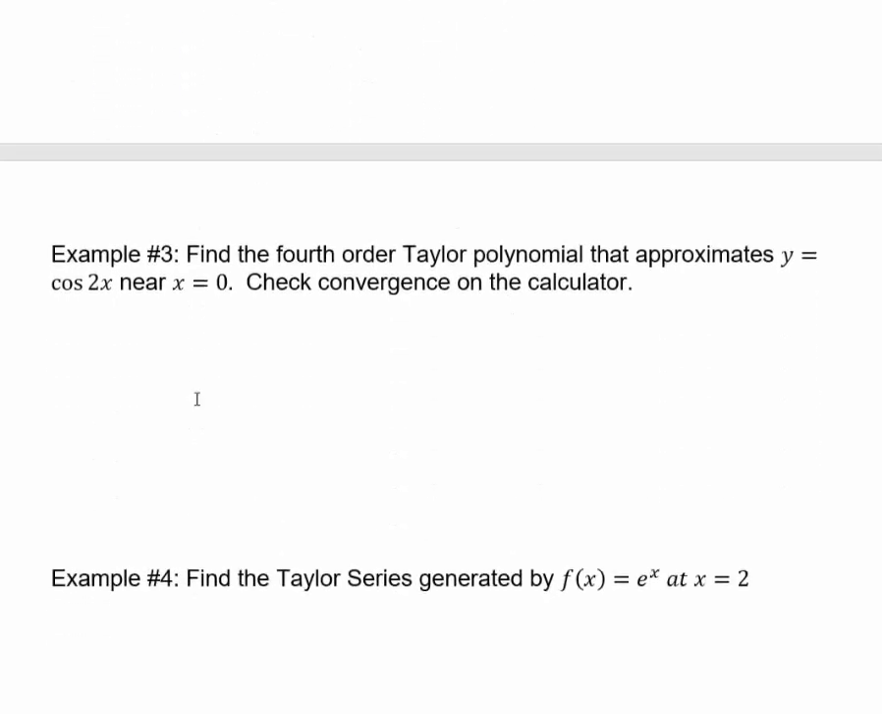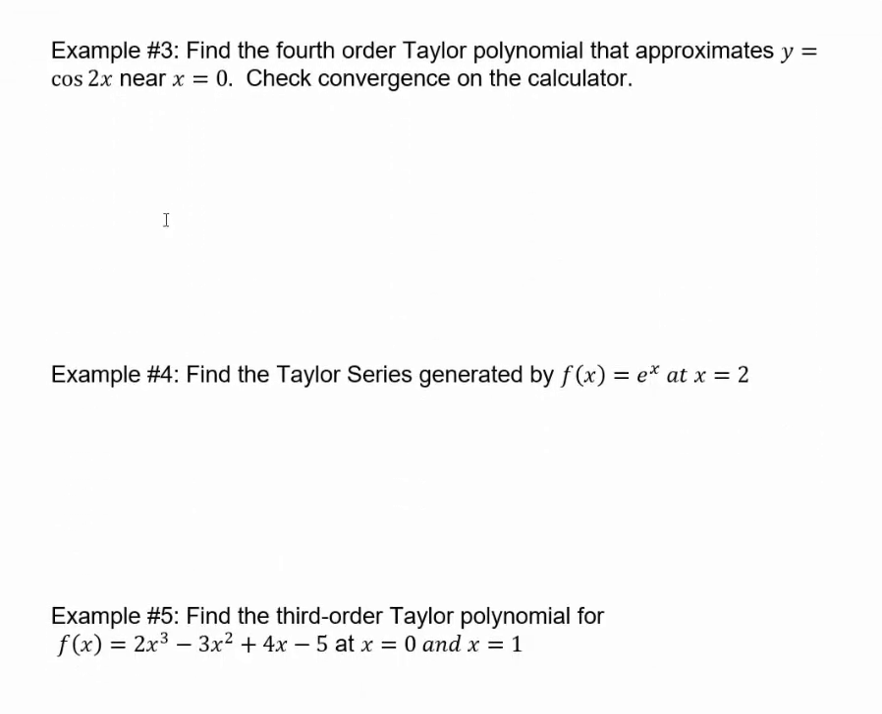All right. Couple more examples of something you may need to do. So find the fourth order. This could also be fourth degree Taylor polynomial that approximates y equals cosine 2x near x equals 0. So centered at 0, and we're not going to worry about checking convergence on the calculator. So to construct the Taylor polynomial, I need the function value and I need the derivatives, right? So we'll just call it y at 0 is equal to what you get when you plug in 0.